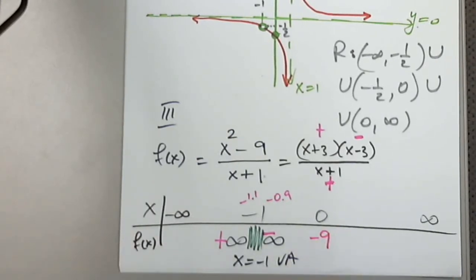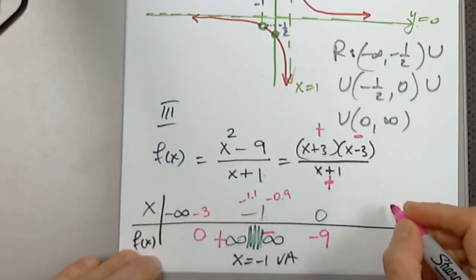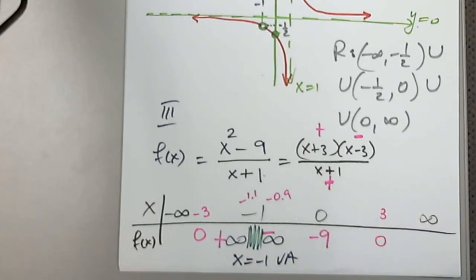And now please tell me, when is this function 0 to find the x-intercepts? When is the ratio 0? When the top is 0, plus or minus 3. Yes, a fraction is 0 when the numerator is 0. So negative 3, 0, and 3, 0.